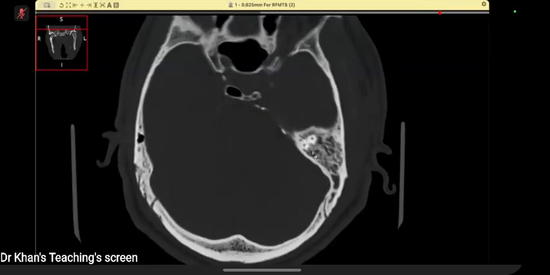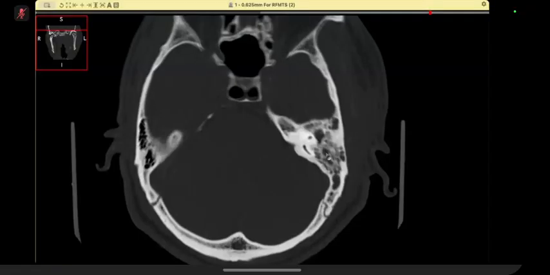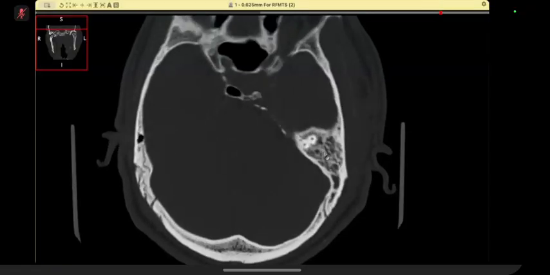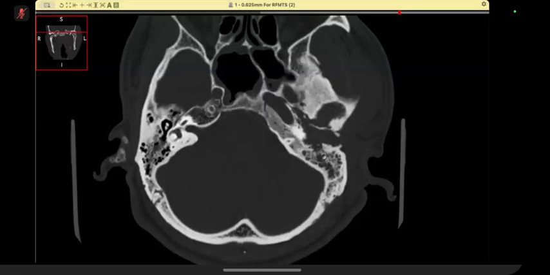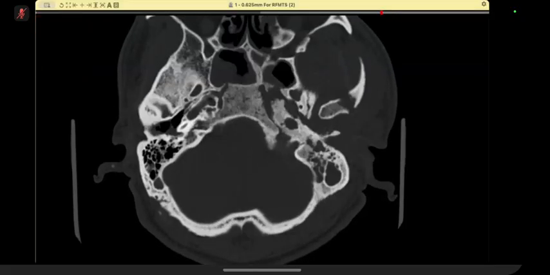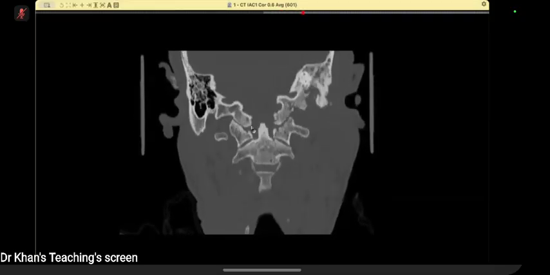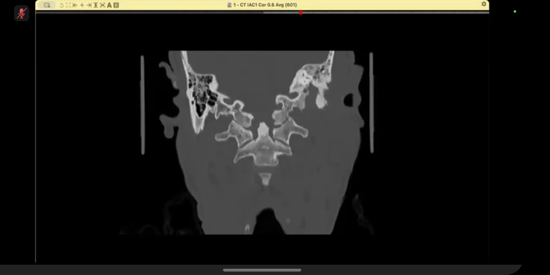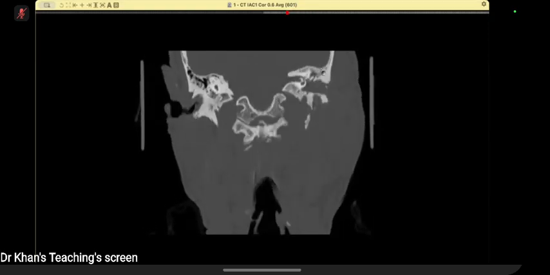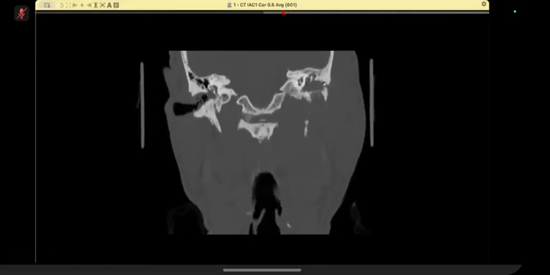Then the middle ear: the pertinent negatives will be whether there is any middle ear or mastoid air cell destruction. Now this is the tegmen mastoideum, which is fine, and this is the middle ear cavity. So the opacity is there, but the tegmen tympani is fine.